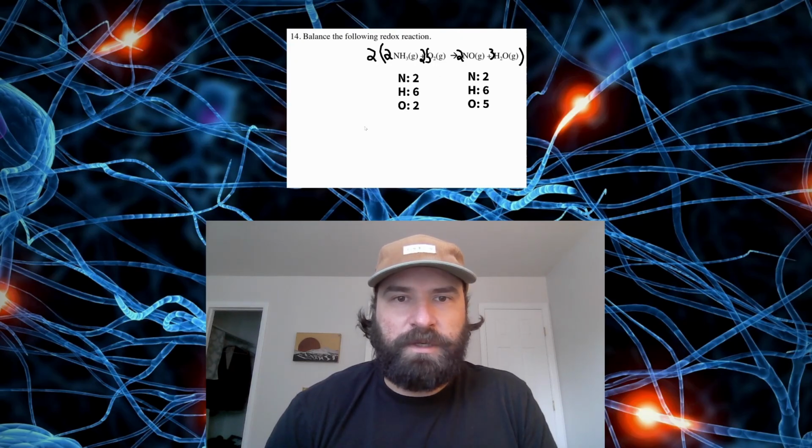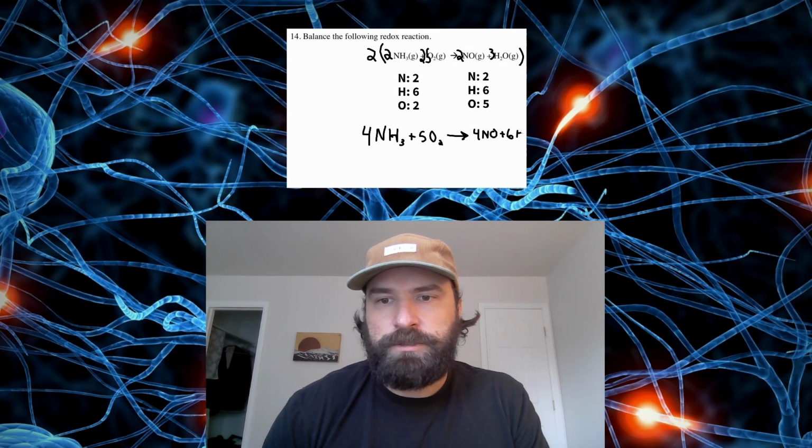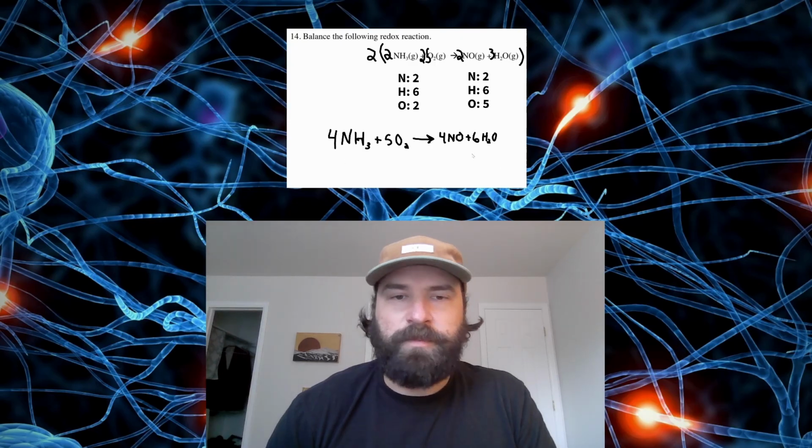And that's going to give me 4 NH3 plus 5 O2 goes to 4 NO plus 6 H2O. And that's our balanced equation right there.